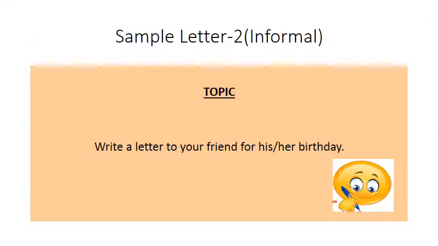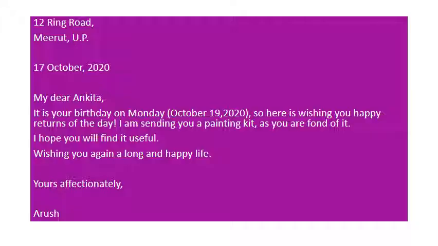Sample letter 2. Here you are asked to write a letter to your friend for his or her birthday. My dear students, now you have understood that after every part of the letter, we shall skip a line. Dear children, please notice the punctuation style used.